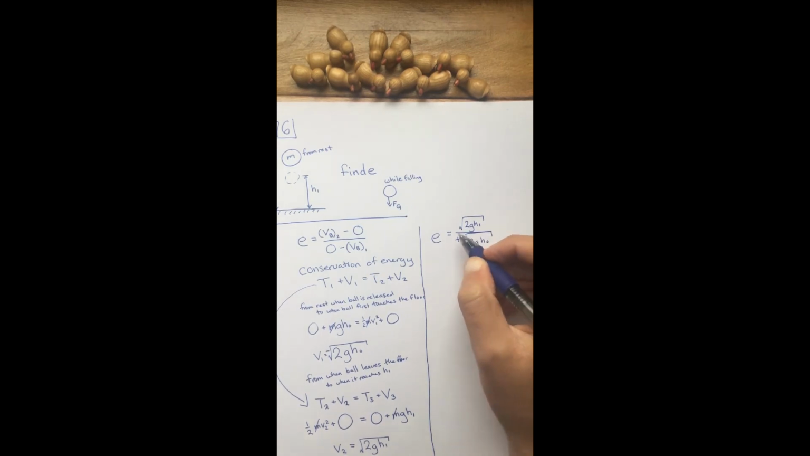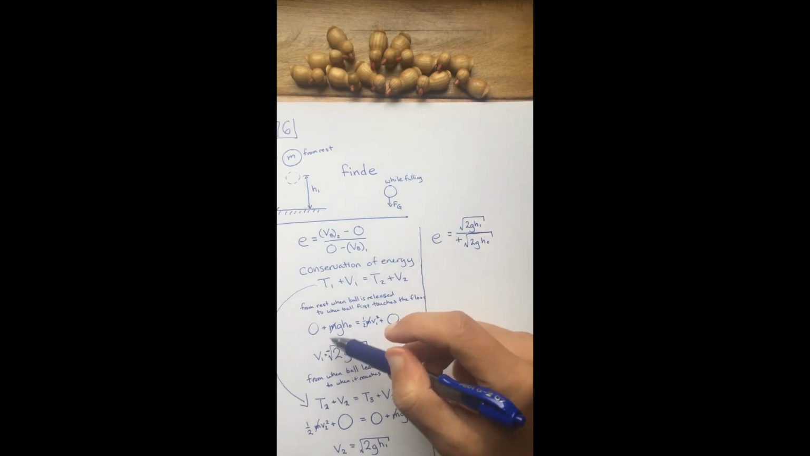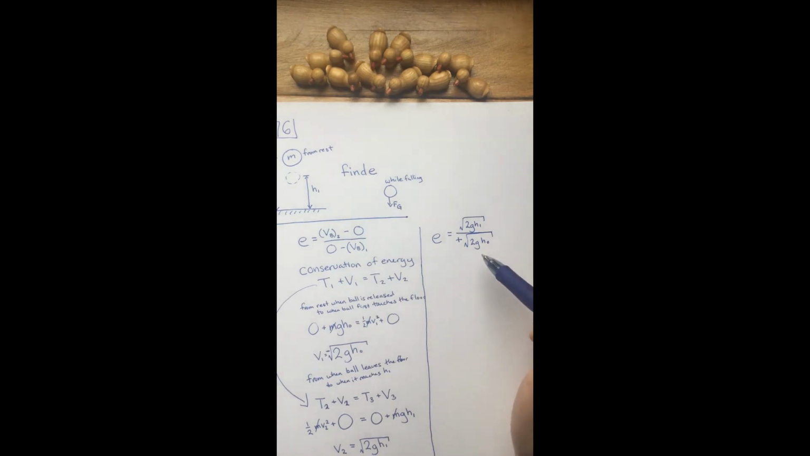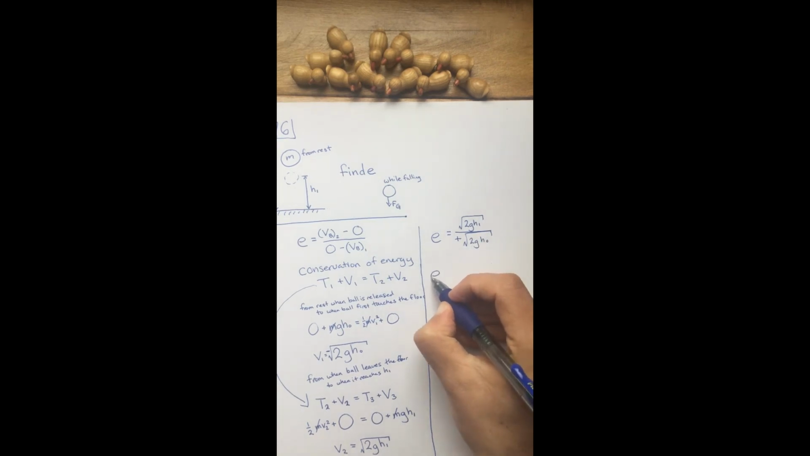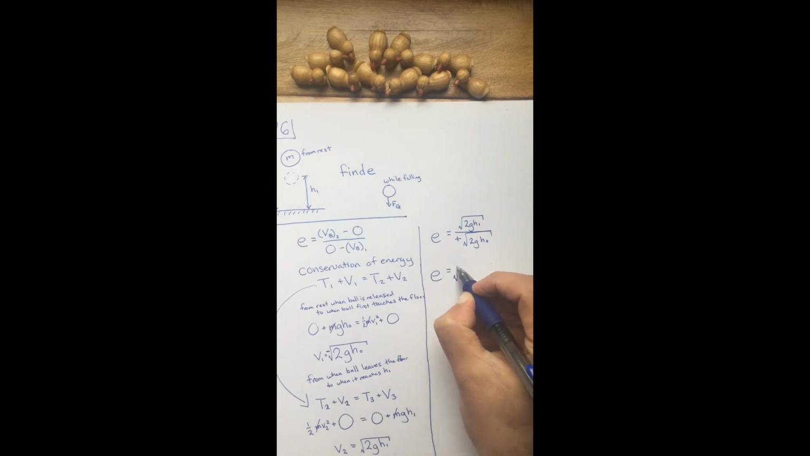Now, this is good because E is supposed to be somewhere between 0 and 1, so because I included the negative sign here and I had a negative sign there, this comes out to be positive. The square root of 2g in the numerator and the square root of 2g in the denominator cancel out, and then I get the square root of h1 over h naught.